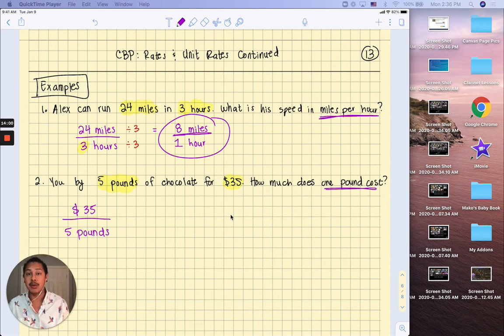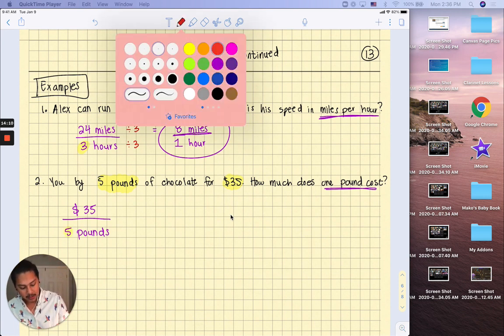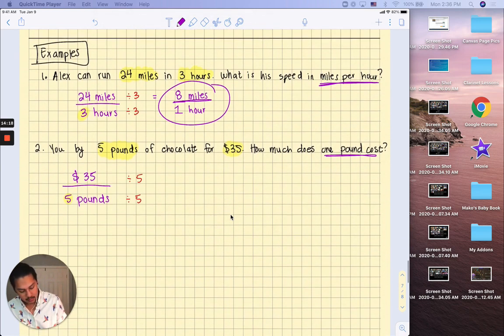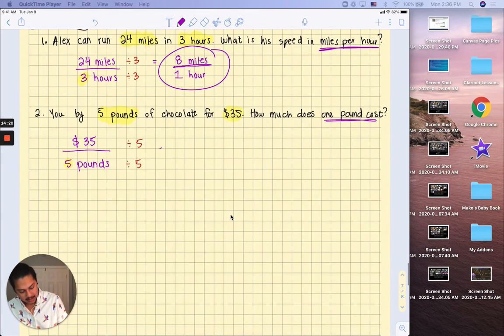All right, so I have my fraction. Let's go ahead and divide both the numerator and the denominator by the denominator. My denominator is 5, so I'm going to divide both numbers by 5. So I'm going to do 35 divided by 5, and then 5 divided by 5. And let's see what we get. Here is step 3. 35 divided by 5 is 7. 5 divided by 5 is 1. And there we have finished step 3.